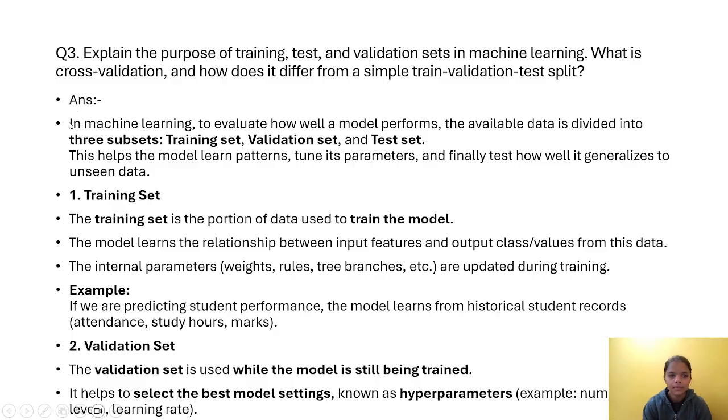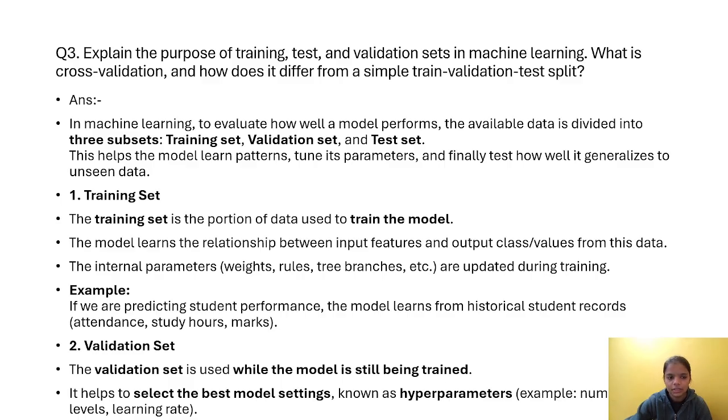Answer. In machine learning, to evaluate how well a model performs, a model is a mathematical representation of a real world process in the form of an input output relationship. That is our model. The available data is divided into three subsets: training set, validation set, and the test set. This helps the model to learn patterns, tune its parameters, and finally test how well it generalizes to unseen data.